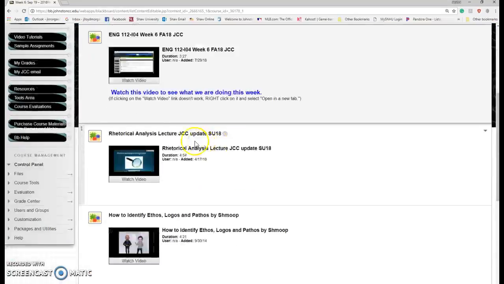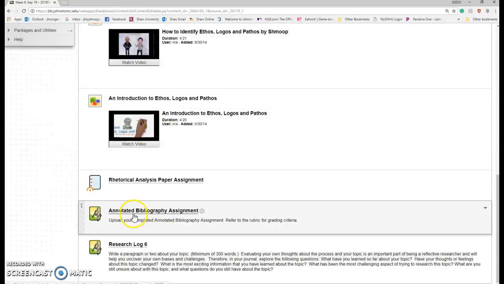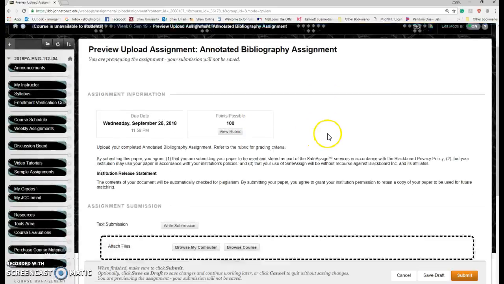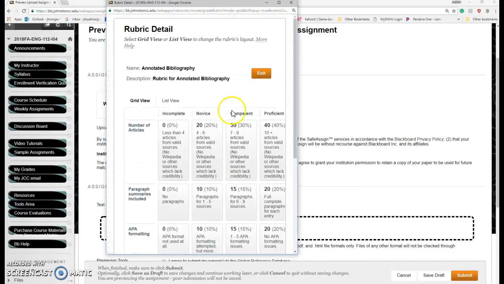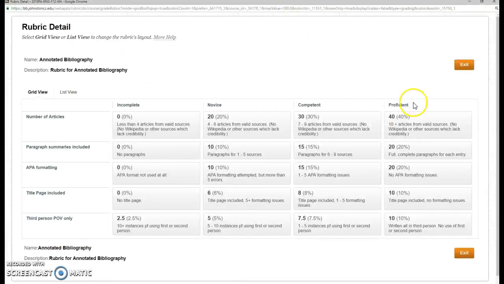Okay, so what else are we doing this week? Actually, let's talk about the annotated bibliography and how to submit it. Since it's our first major assignment, what I would suggest you do is look at the rubric. You can just click right here to view rubric, and it shows you exactly how you're going to get graded on this assignment.